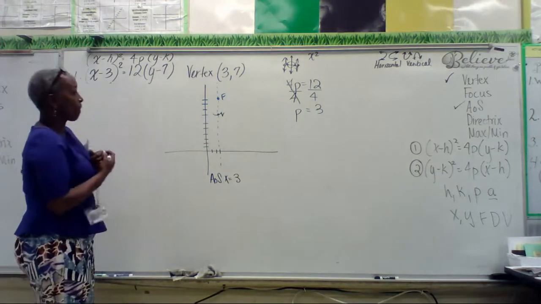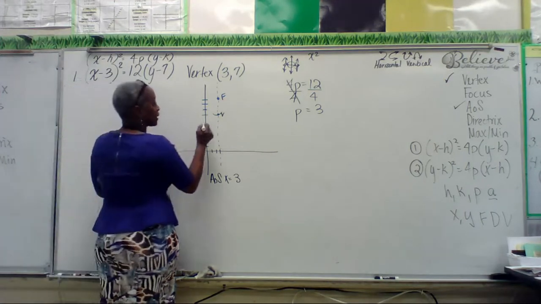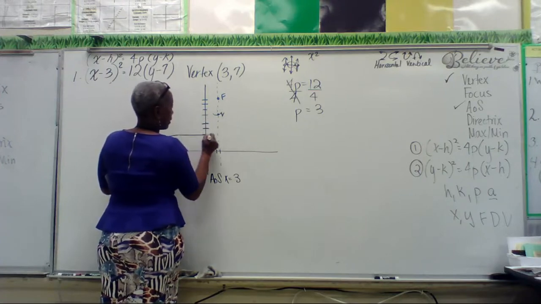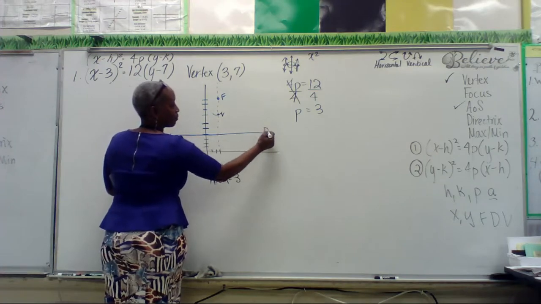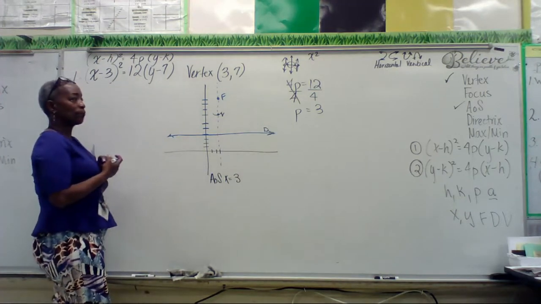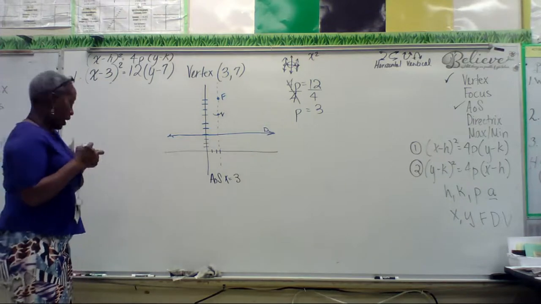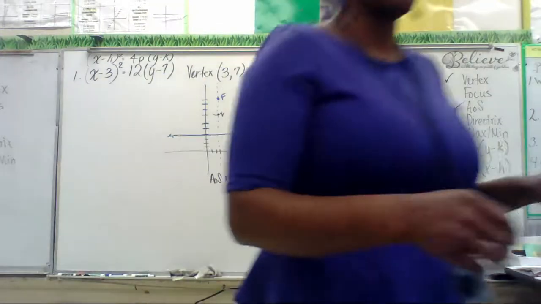Okay? Now, if I know the focus, I also know the directrix because I can come down from the focus 1, 2, 3. And that line is my directrix. There's my capital D. You said 3 down from the vertex? Absolutely. Yes, ma'am, it is. So let me put some more color on that.